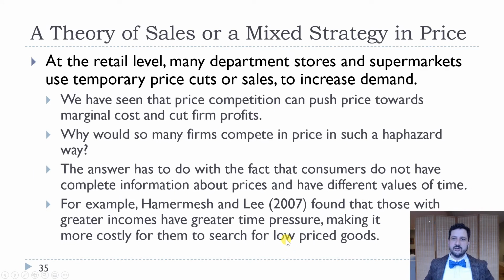We can also think about sales, right? And so one way that we want to think about sales is with a high value and a low value customer, just like we were talking about with the two-part tariff. So if we have price competition, right, we saw Bertrand, price competition brings price down to marginal costs and cuts into profits. And so why do they have so many sales? And one possible way is that you're trying to both extract surplus from your high value customers who don't look for sales all the time, while still attracting the low value customers who do look for sales.